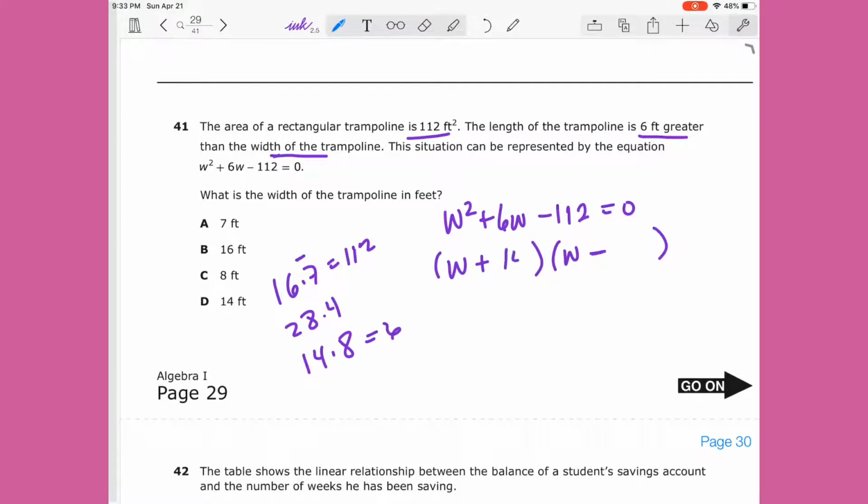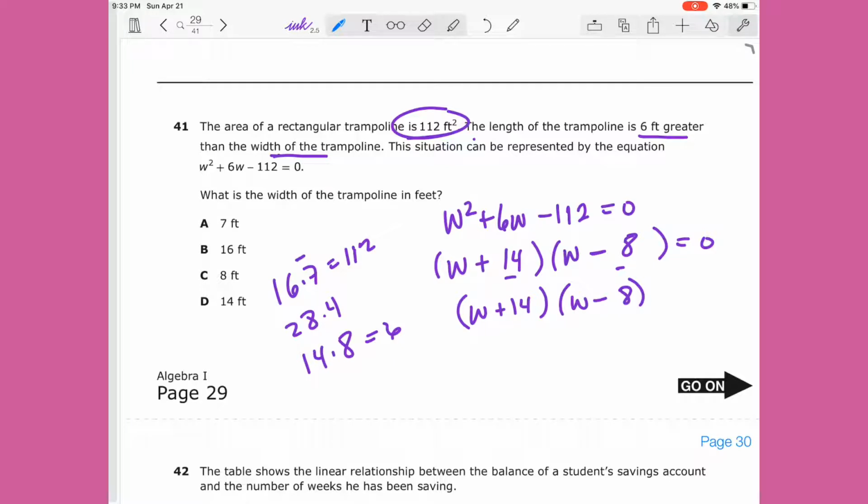So if I have positive 14 and negative 8, the way that I came up with these two numbers is I looked at my answer choices to see if any of those would work. Now, this is equal to 0. So w plus 14 times w minus 8. Now, the area of this is equal to 112. So technically, this is going to be equal to 112.